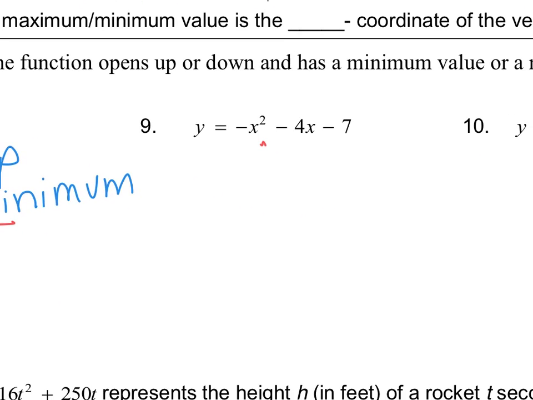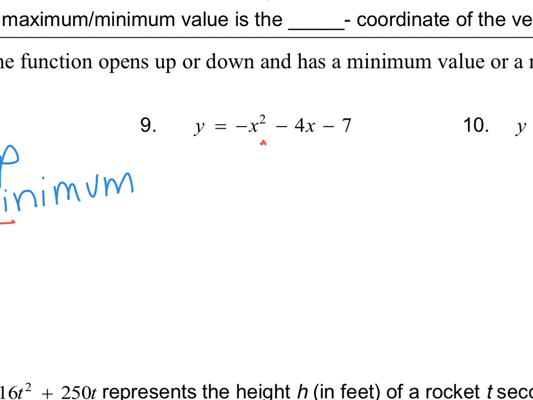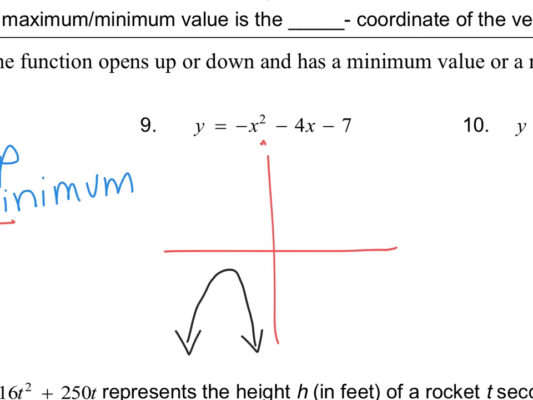Okay, now let's look at number 9. So I'm going to put number 9 into my y equals key. So I've got negative x squared minus 4x minus 7. And I'm going to graph it. I'm just going to sketch my graph right here. So this one's actually kind of doing this little thing. So if I look at my arrows, my little arrows are saying this thing is opening down.